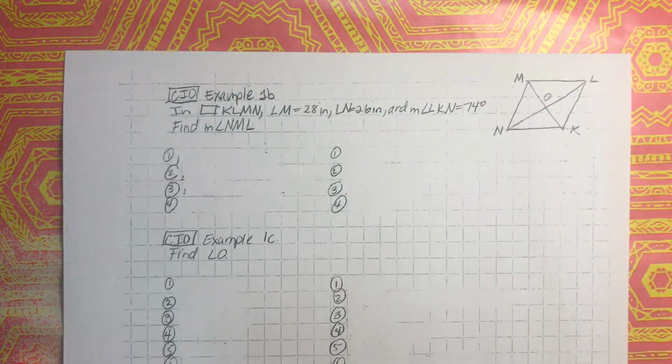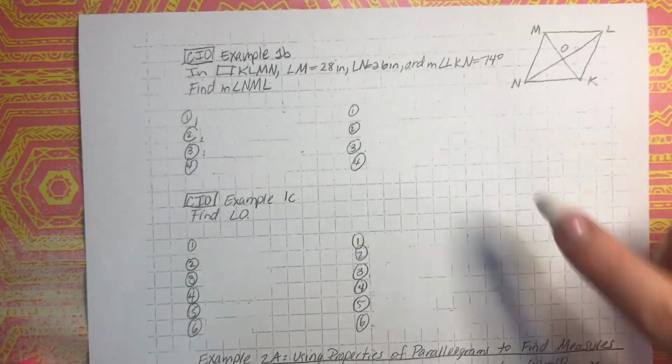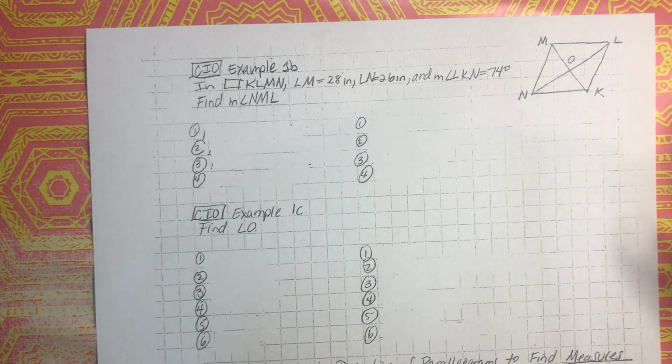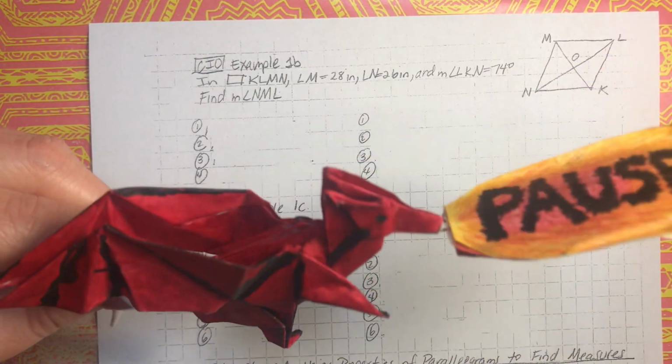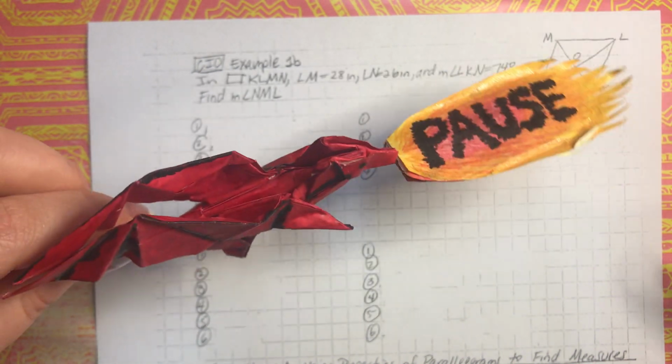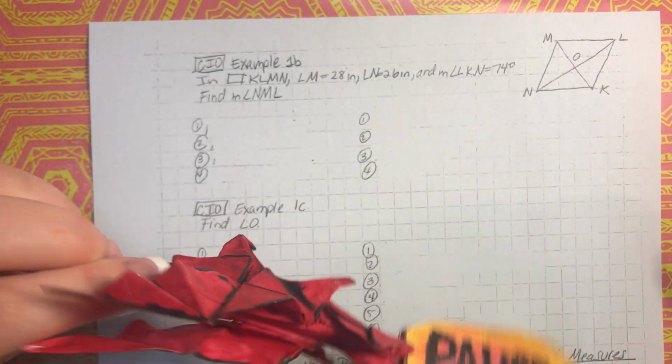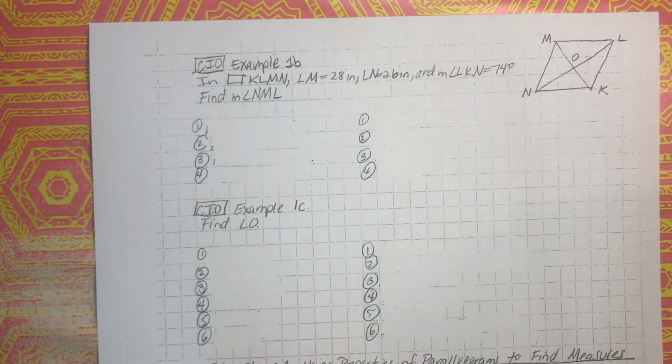Okay, let's go to the next page. We have example 1B and example 1C here. I want you to go ahead and try both of those. And here's my friend, the pause dragon. Where are you at? The pause dragon reminds you to pause your device and work out those 2 problems. When you get done, press play, okay? And we'll see how you did. You can do it. Let's go.